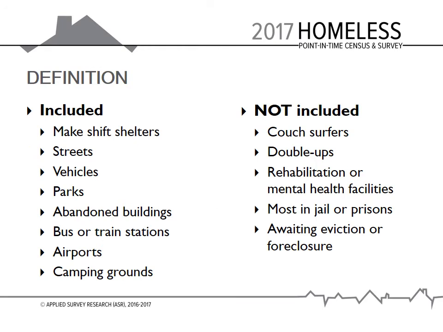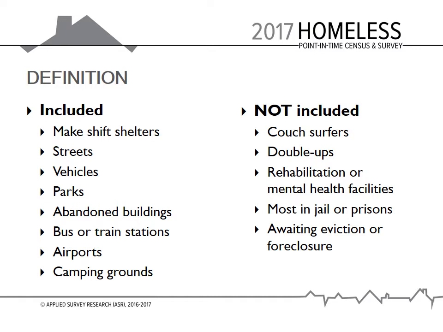So some of the shelter accommodations that are included in the homeless definition would be makeshift shelters, people living on the streets, people living in vehicles, people living in parks or abandoned buildings, people staying on buses in bus or train stations, people living in airports, or people staying at camping grounds without paying for a permit.